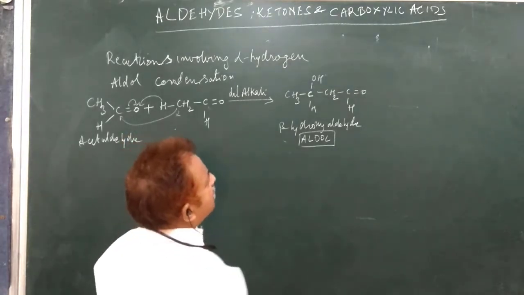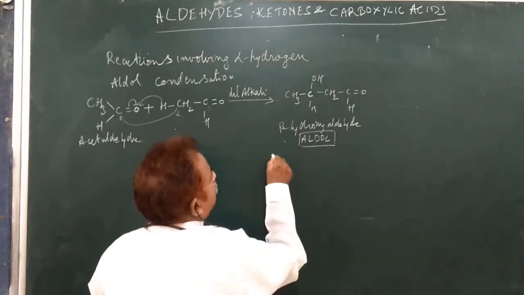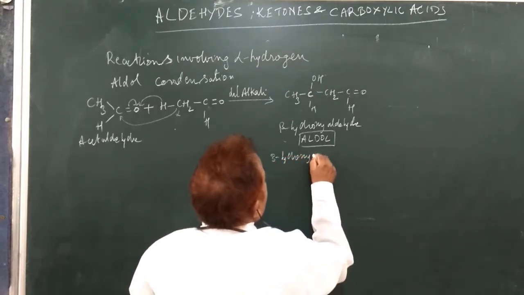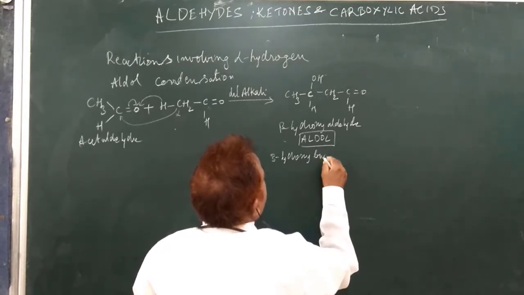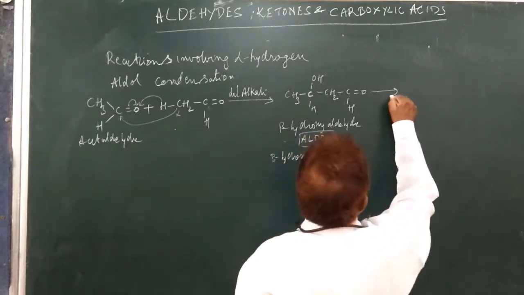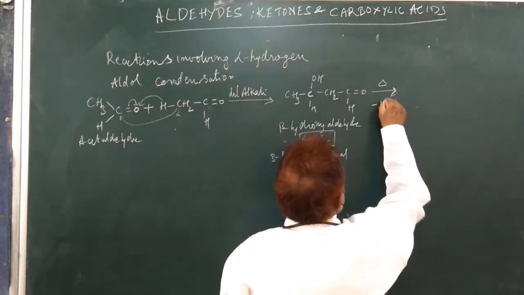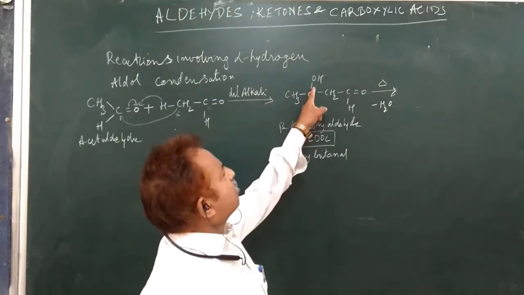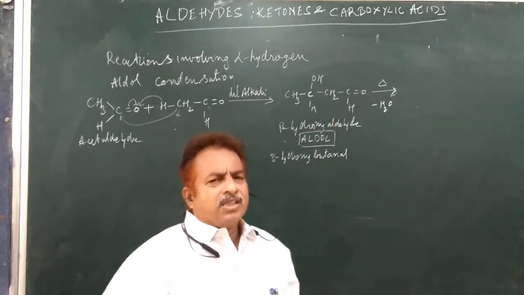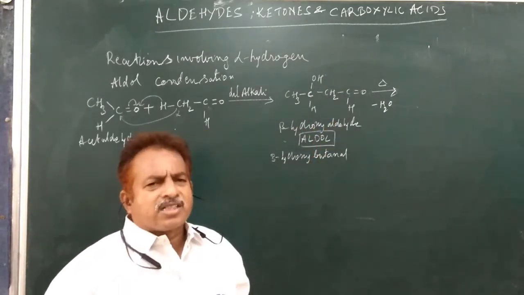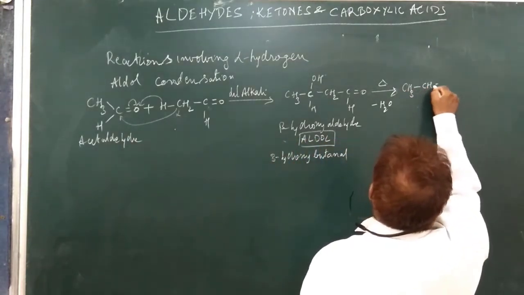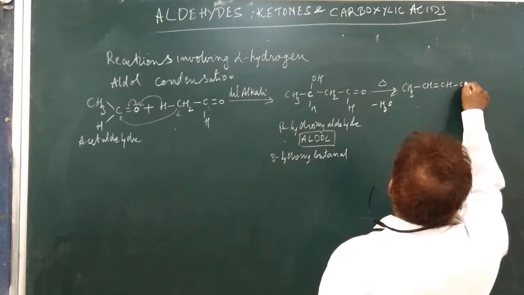The IUPAC name of this substance: the hydroxy group is present on the third carbon, therefore it is 3-hydroxybutanal, and this undergoes dehydration. So water is removed. How is water removed? The hydroxy group present on the beta carbon and the hydrogen present on the alpha carbon are removed as water, and therefore we get CH3CH double bond CH single bond CHO.